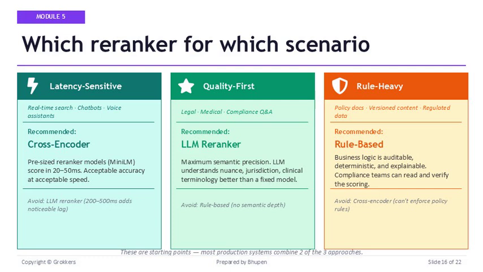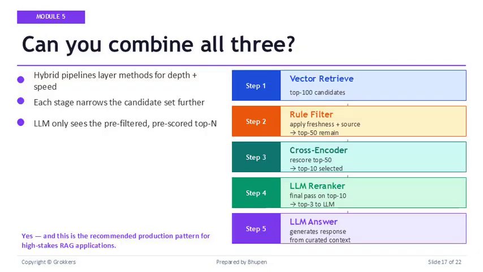But here's what makes great engineers great. These are starting points, not finish lines. Most production systems combine 2 or even all 3. Can you really stack all of them? Yes, you can. And honestly, this is the architecture I recommend for any high-stakes RAG application.